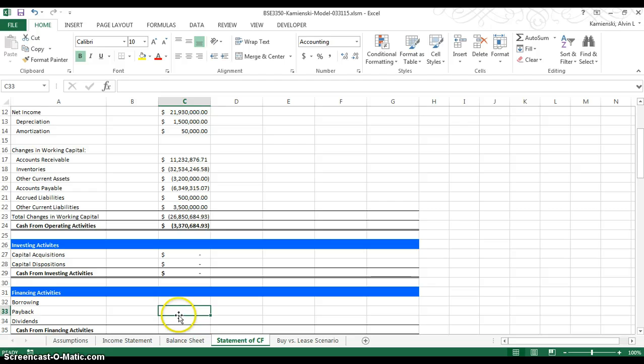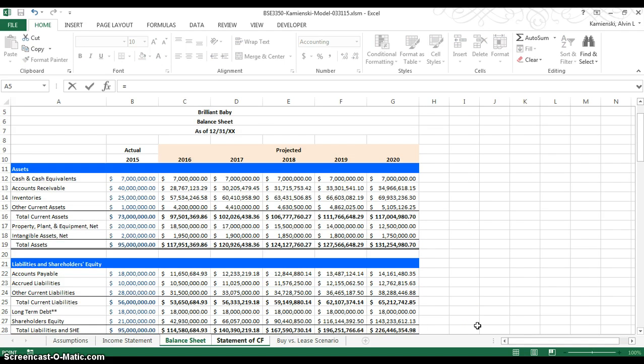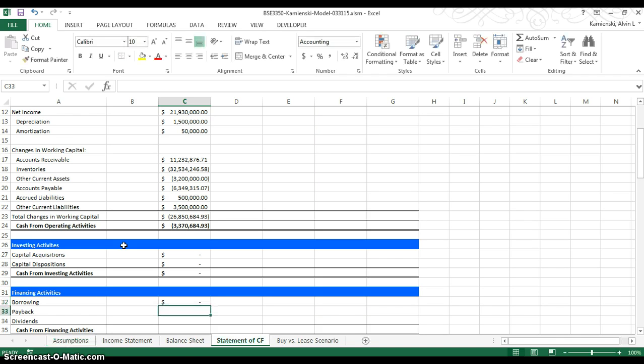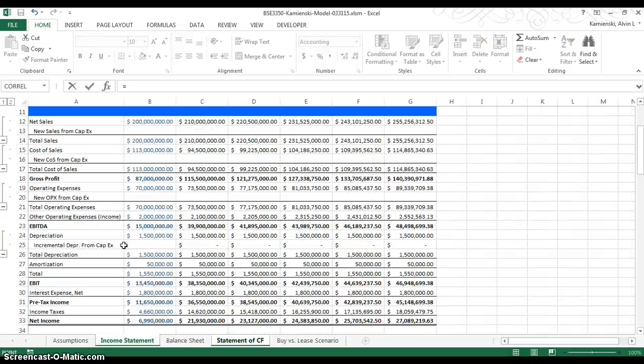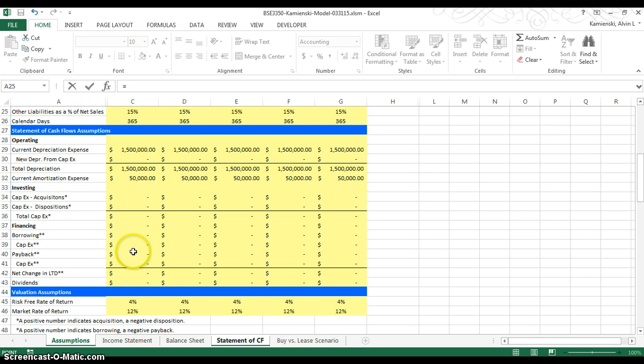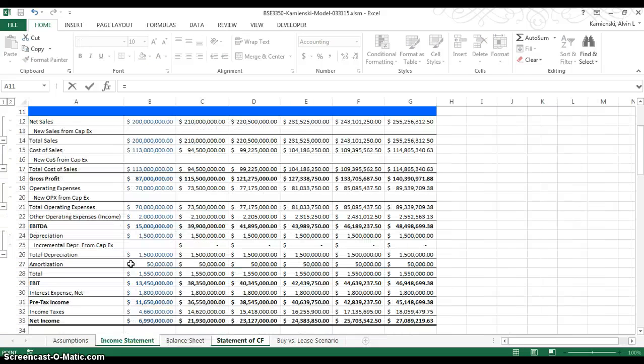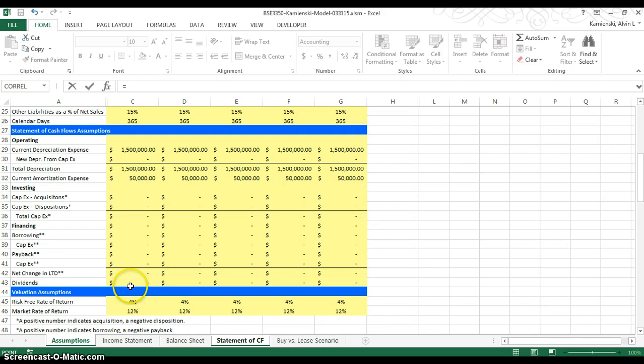Moving on to our financing activities, again, we're going to make references right to our assumptions page where we could borrow and or we could borrow specifically for CapEx. We also might pay back. I could just copy and paste here, but I'm going to show you again, equals the assumptions page. We could pay back for CapEx. And then dividends, which will be a straight assumptions page pull in.